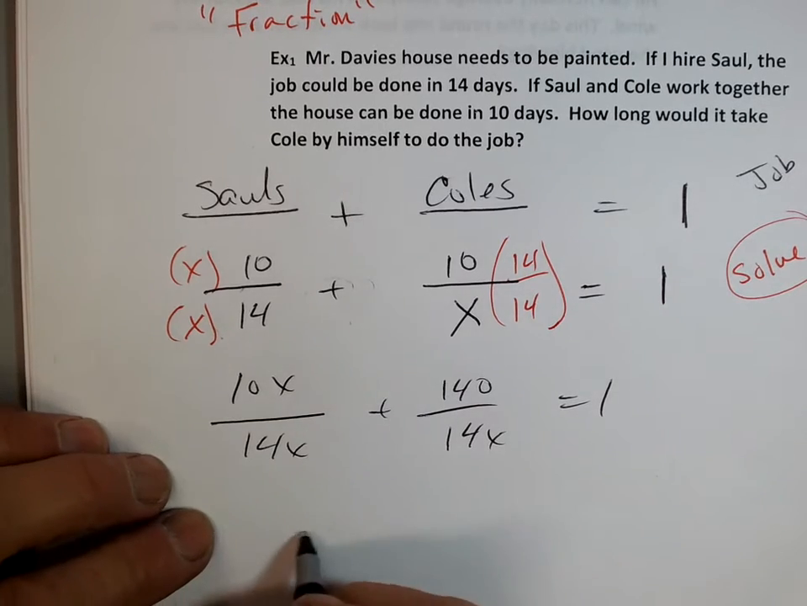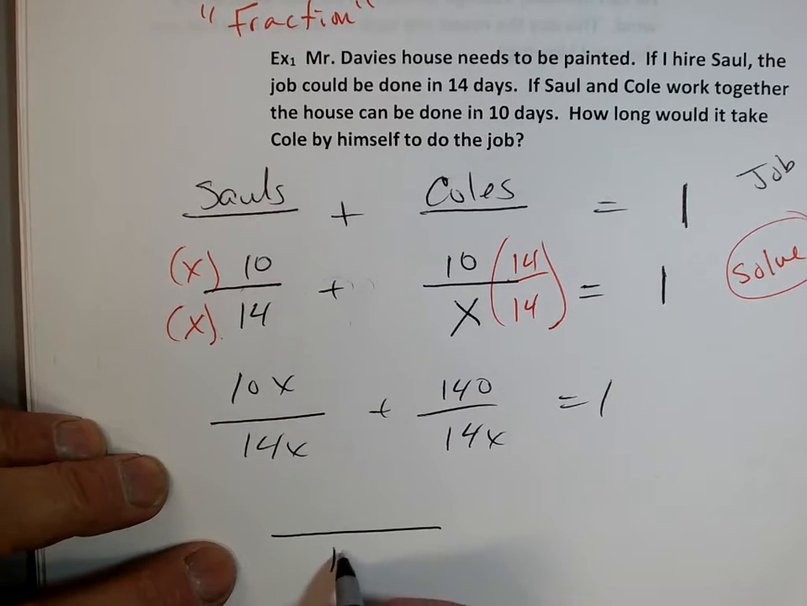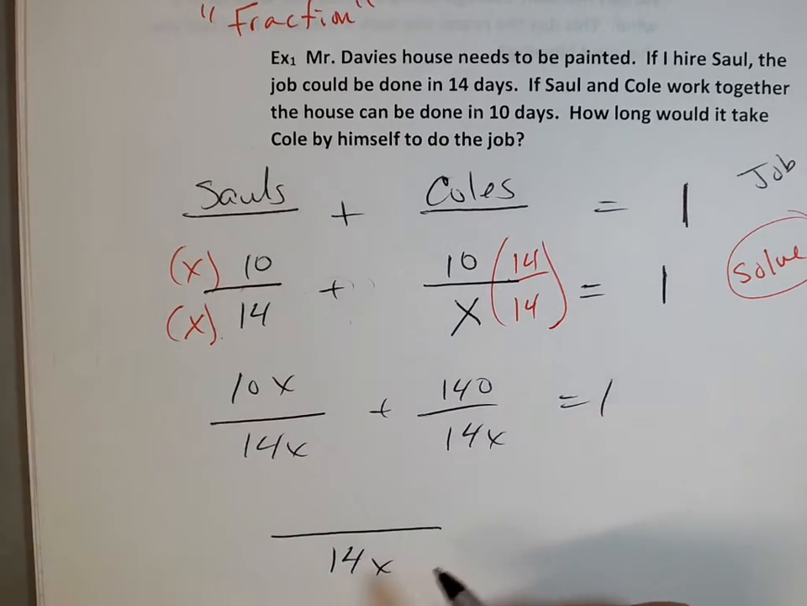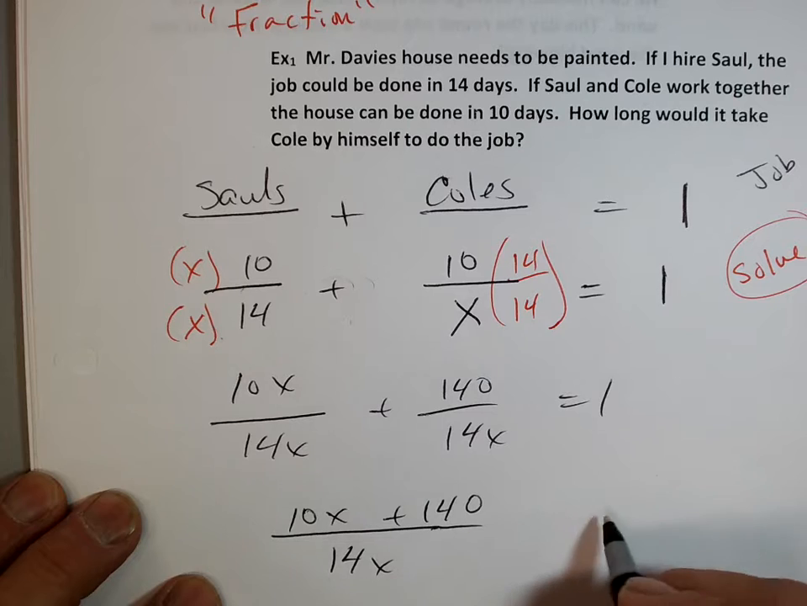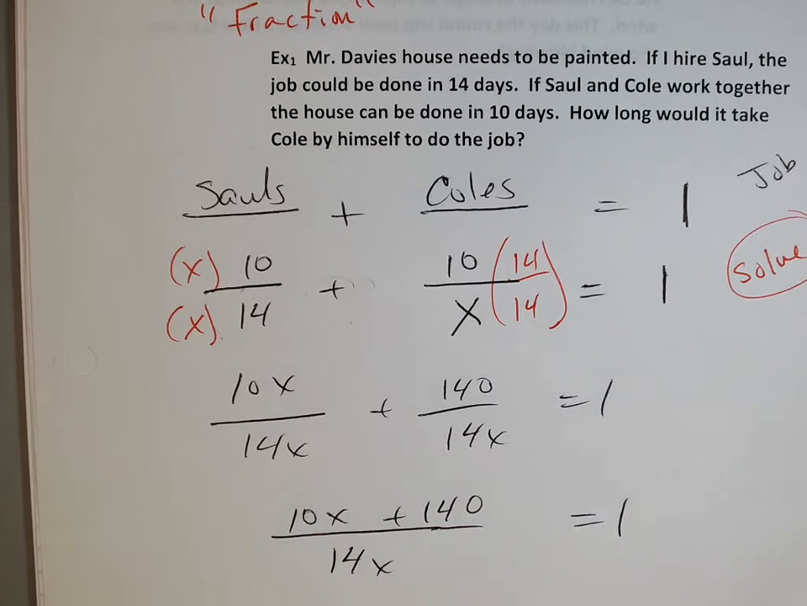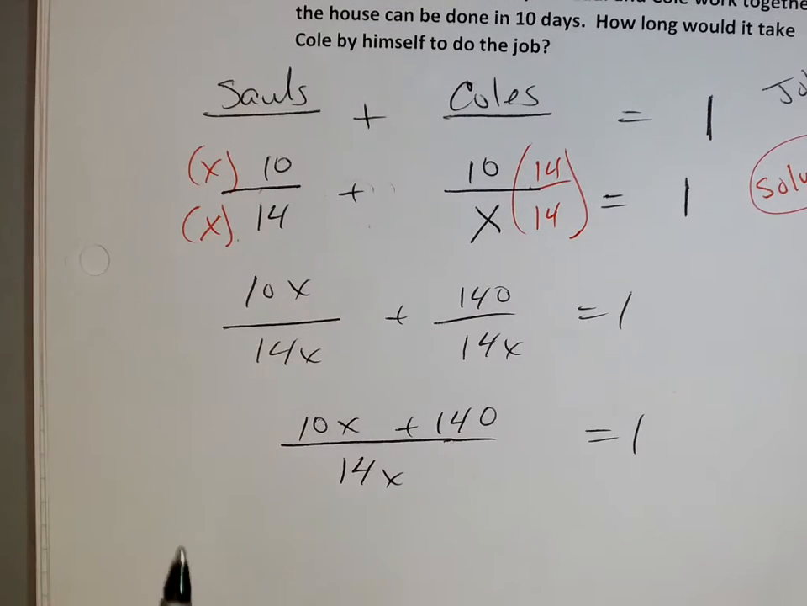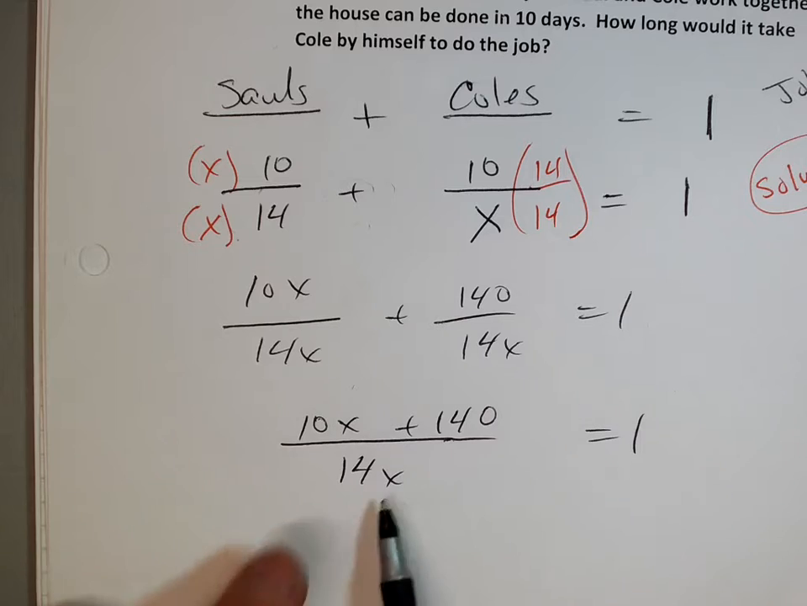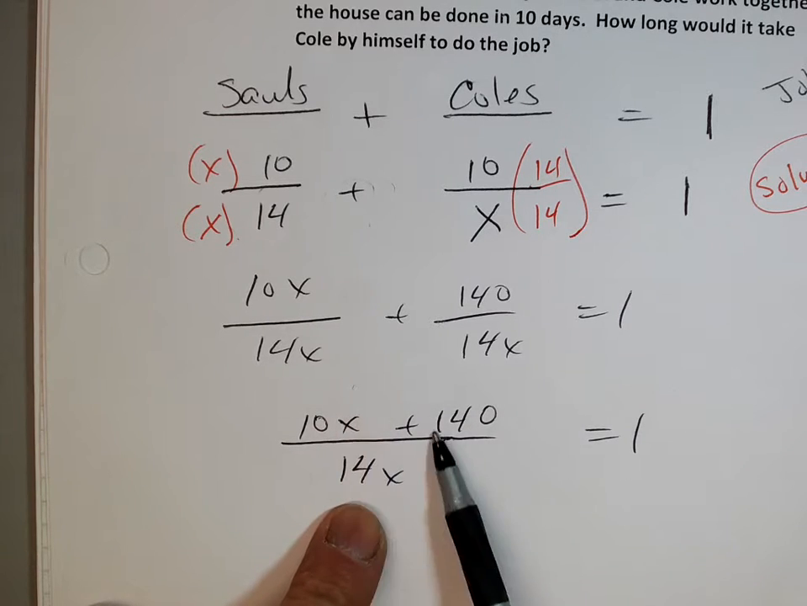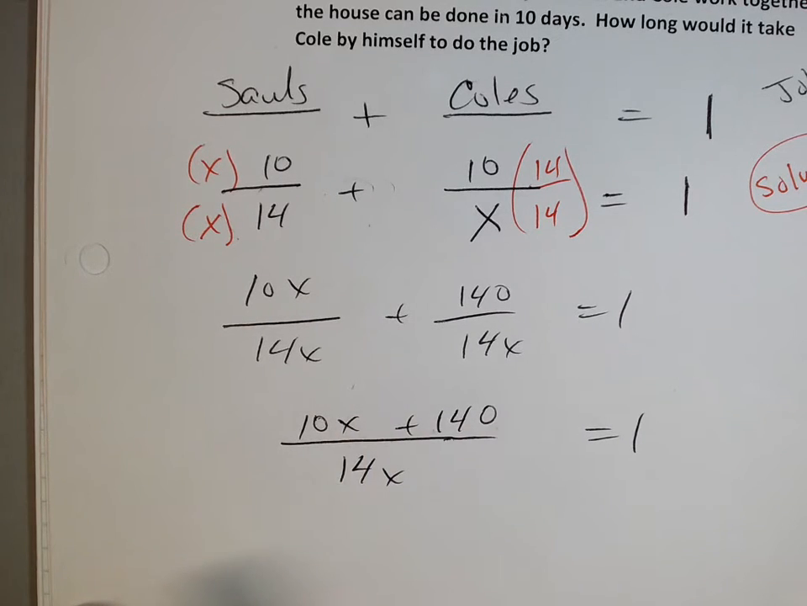So, since I have a common denominator, let's rewrite it with the common denominator. Then 10x plus 140 equals my one job. So all I'm doing is solving. I have my common denominator first, and since I have a common denominator, I can combine it: 10x plus 140. Don't add those because those are different. And now I'm going to solve for x.